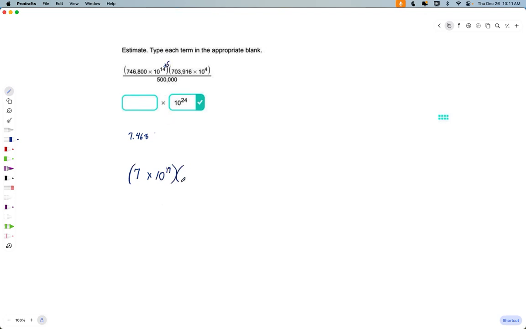All right, that's the first number. And then we have 7.0, so that would be a 7 also, times 10 to the 1, 2, 3, 4, 5, plus 5, so it'd be to the 9th power there, over 5 times 10 to the 1, 2, 3, 4, 5, to the 5th power. So 7 times 7, that's going to be 49, times 10 to the 9 plus 9 is 18, so it'll be 28th power, over 5 times 10 to the 5th power.